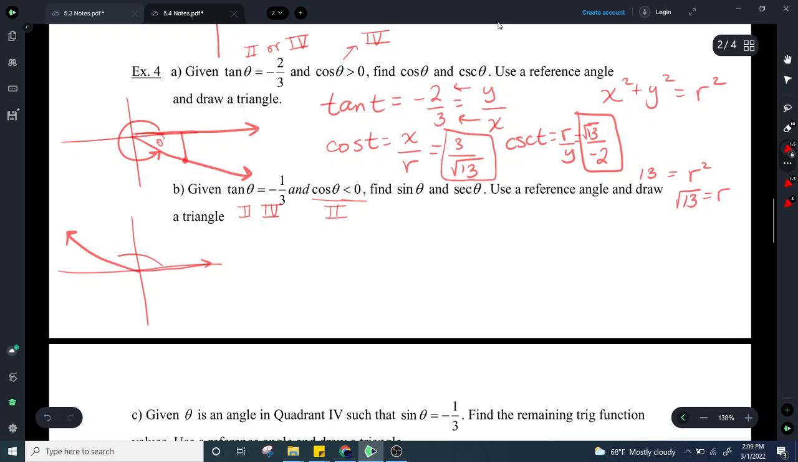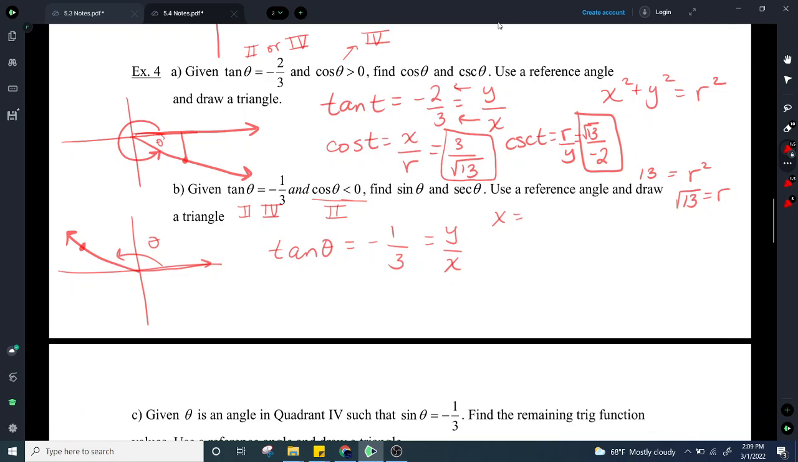Okay, so here's the angle, like this. The point would be up here somewhere. So we're going to follow the same process. Tangent of theta is equal to negative 1/3, which is y over x. Now which one of these is positive or negative this time? I'm in the second quadrant. Would x be negative or would y be negative? Well, if I'm in the second quadrant, x would be negative. So my x value is negative 3. My y value is going to be 1.